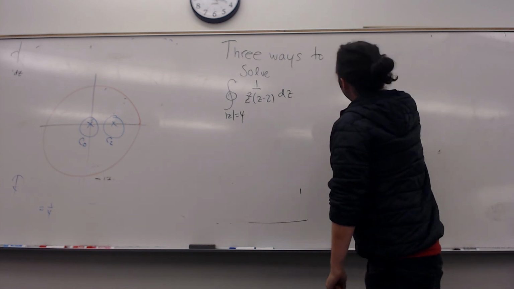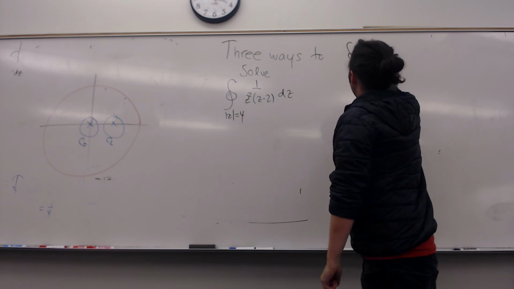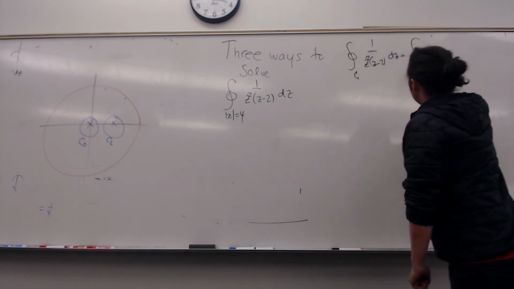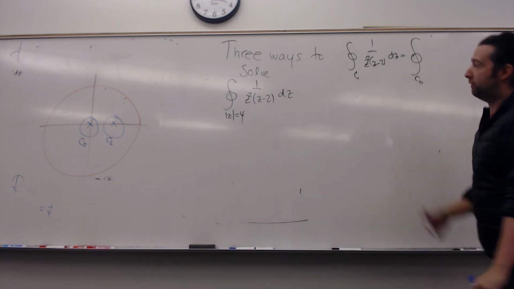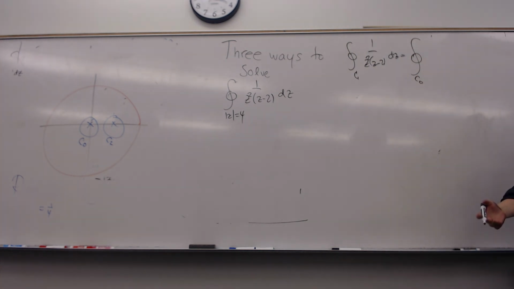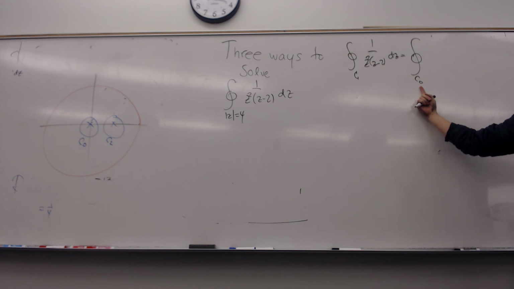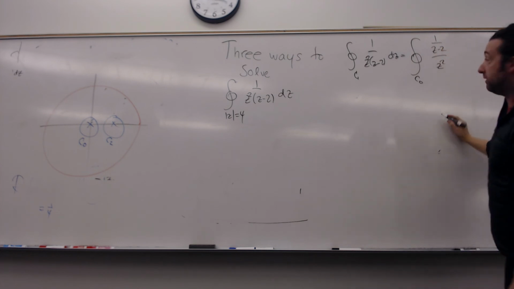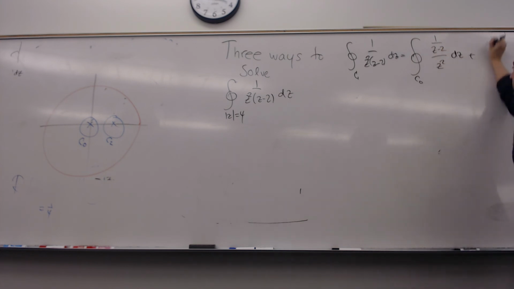So, the integral around C of 1 over z squared times z minus 2 dz is equal to the integral around C0 of, is there an analytic piece of that function? Yeah. What is the piece of this function that's analytic at 0? 1 over z minus 2, over z squared dz, plus the integral around C2. Is there a piece of the function that's analytic at 2? 1 over z squared, over z minus 2 dz.